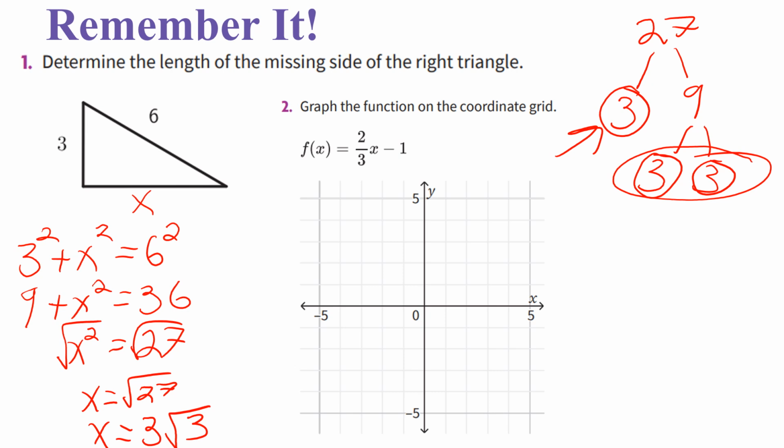Okay. Graphing the function here, -1 is my y-intercept, and I'm going up 2 over 3. And now I can graph my line. Okay.